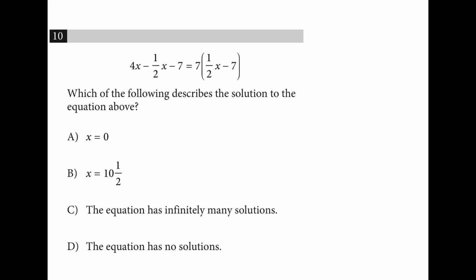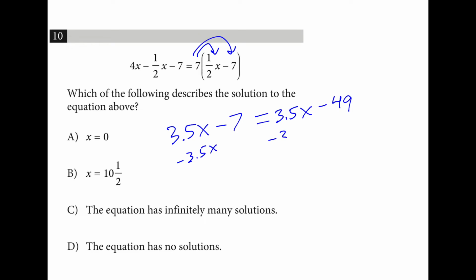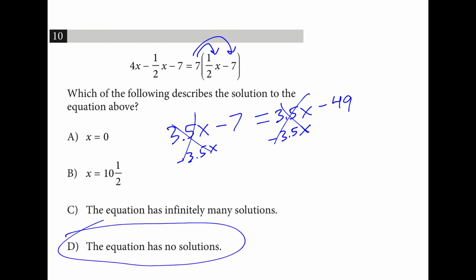On the left side, I'll combine like terms, so I have 3.5x minus 7. On the right side, I'll distribute, so I have 3.5x minus 49. If I subtract 3.5x from both sides, they go away, and I'm left with a false statement, which means that there are no solutions.